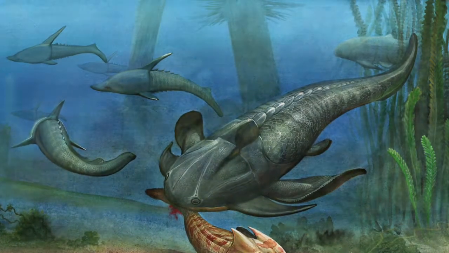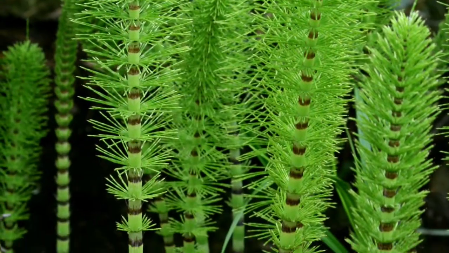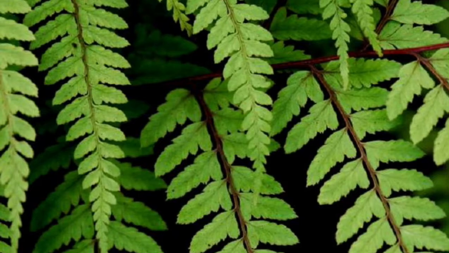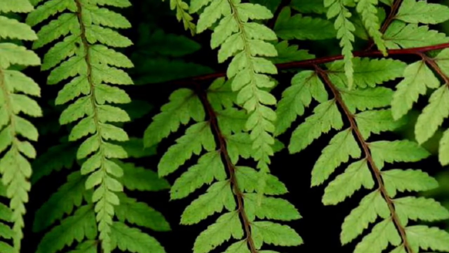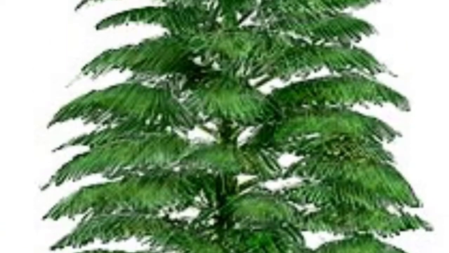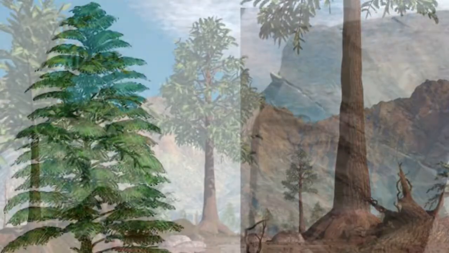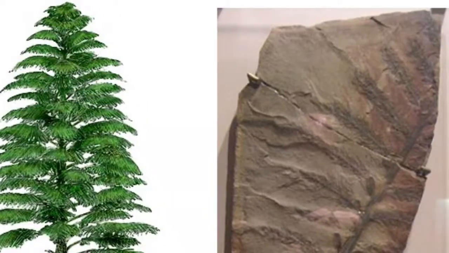Plants continued to evolve during the Devonian. Lycophytes, horsetails, and ferns grew to large sizes and formed Earth's first forests. At the end of the Devonian period, progymnosperms, such as Archaeopteris, were the first successful trees. It could grow up to 98 feet.